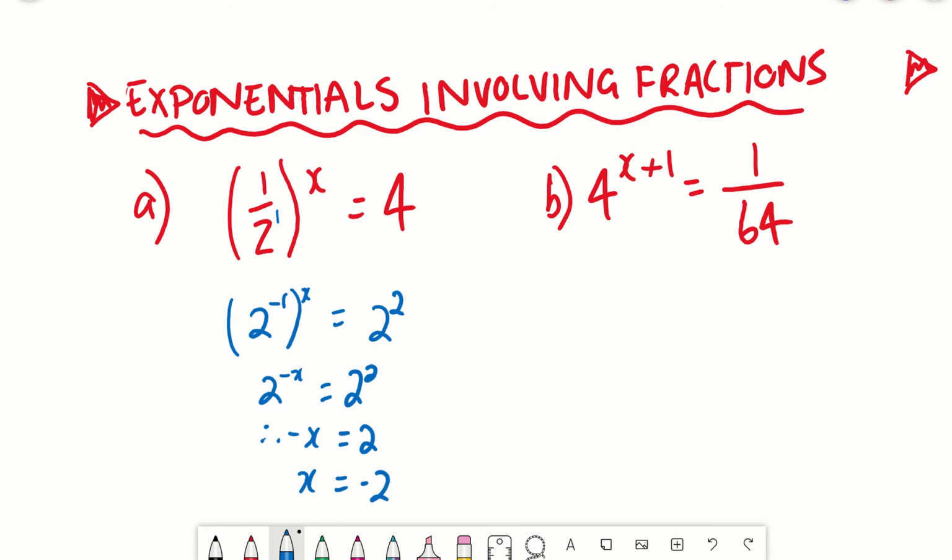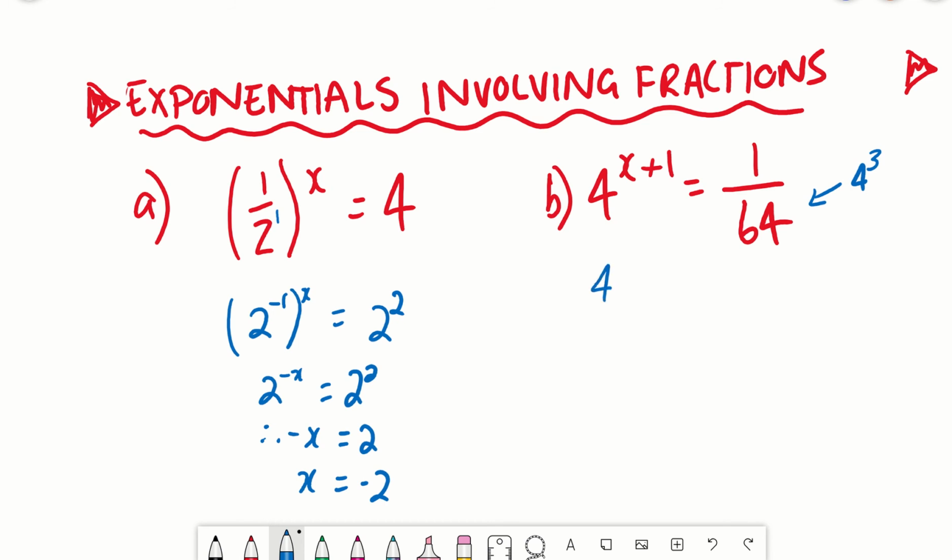Okay, pause and give B a go if you like. Alright, so 4 is my base here, because I know, in the back of my head, I'm thinking straight away, 4 times 4 is 16, times 4 gives me 64. So 4 cubed is 64.